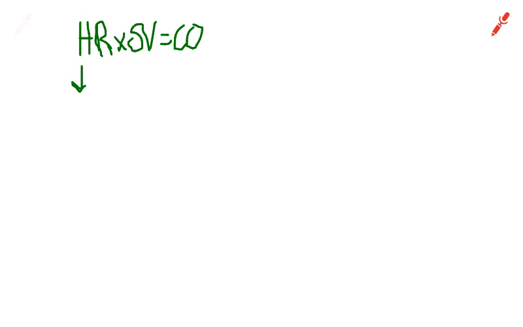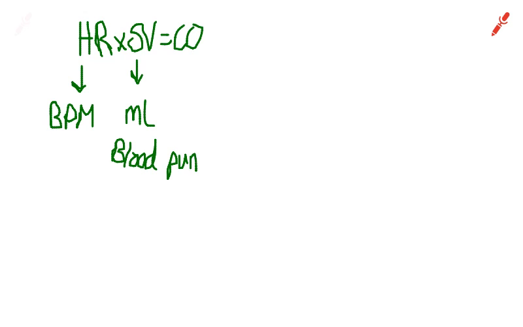So heart rate is measured in beats per minute. It's very simple. You can measure it. You can hear your heart beat. Stroke volume is how much blood the left ventricle pumps out with every single beat, and that's usually measured in milliliters. So every time the heart beats, it pumps out a certain volume of blood from the left ventricle, and that volume is called the stroke volume. Obviously, the higher the stroke volume, the more efficient it is, because you're pumping out much more blood.